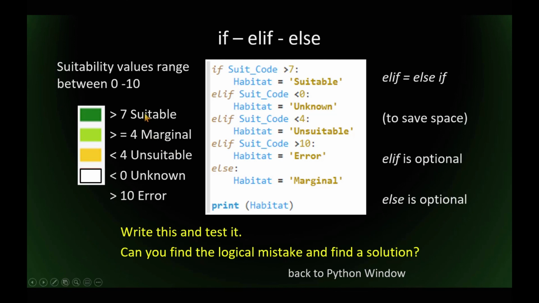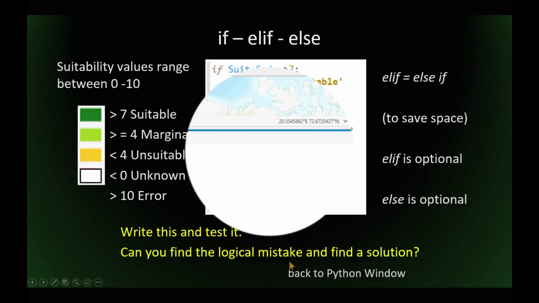So here I try to put these conditions into this Python script. This Python script is correct in terms of syntax, however it is incorrect in terms of logic. So what I would like you to do is copy this text over, put it into your Python window, and test it with a bunch of numbers, and then come up with an idea what needs to be changed to make this code correct. So can you find the mistake and find the solution?